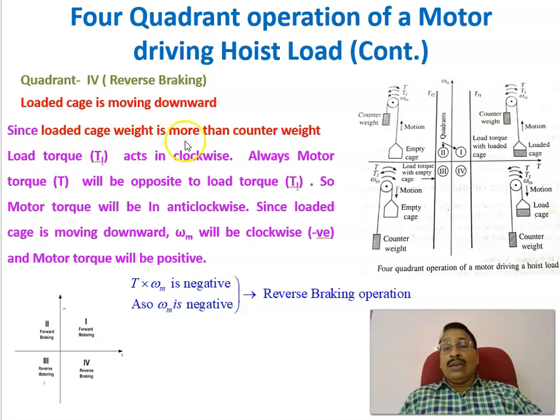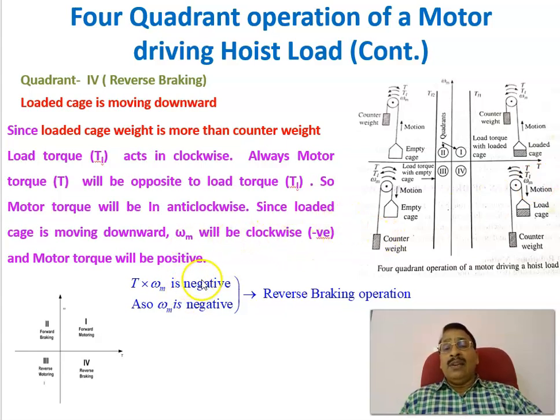Since the loaded cage weight is more than the counterweight, the load torque TL acts in clockwise direction. The motor torque will always be opposite to the load torque, so the motor torque, capital T, will be in anti-clockwise direction. And since the loaded cage is moving downward, omega m will be in clockwise direction. Clockwise direction means it will be negative.